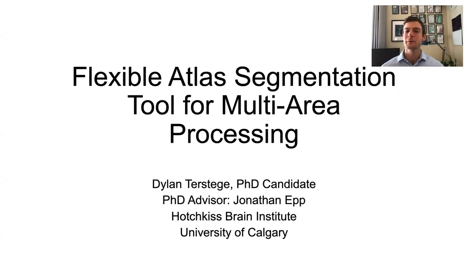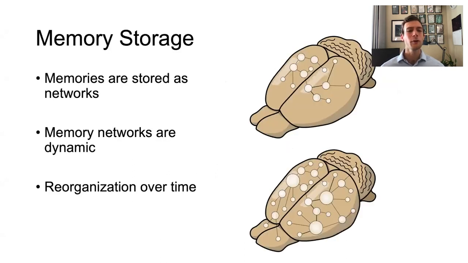Today I'm going to discuss my research into learning and memory and FASTMAP, a tool which I've developed to further this study. Memories are stored as networks of brain activity. These networks are often dispersed throughout the brain across many neuroanatomical regions. It's important to note that these networks are not stable. They're dynamic. Over time, memory storage reorganizes. This shifts the relative involvement of certain neuroanatomical regions in the maintenance of memory networks.